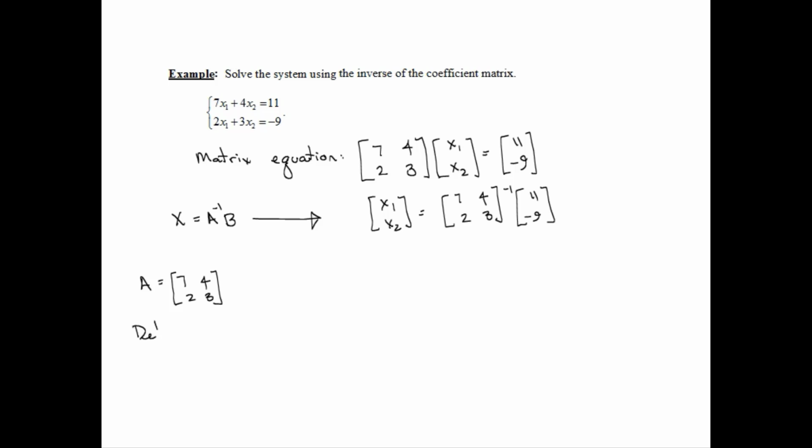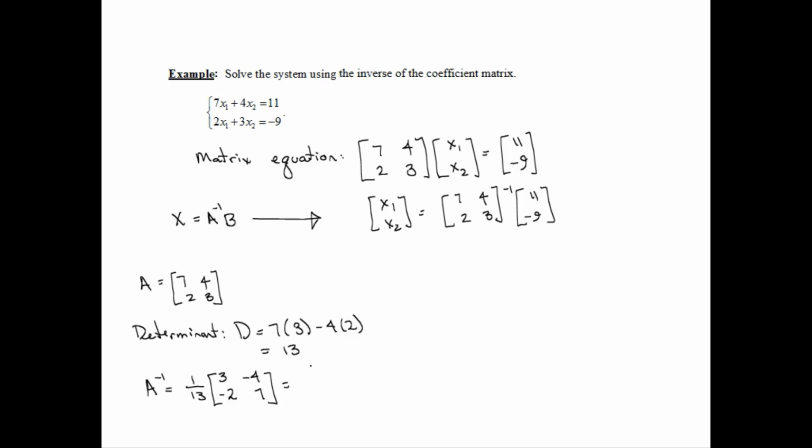What is my determinant? Seven times 3 minus 4 times 2, so that is 21 minus 8, which is 13. My inverse matrix then will be the reciprocal of the determinant times the matrix that we obtained by first reversing positions on the principal diagonal, and then the numbers on the other diagonal will become opposite in sign. So -4, -2.